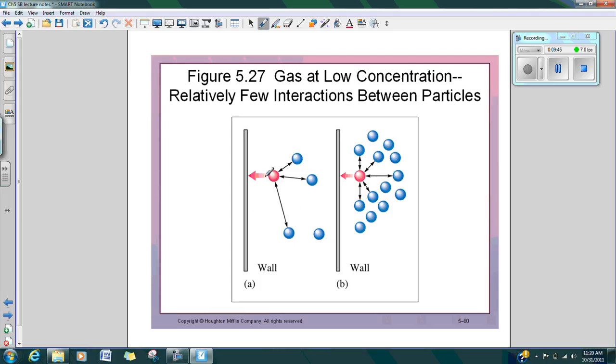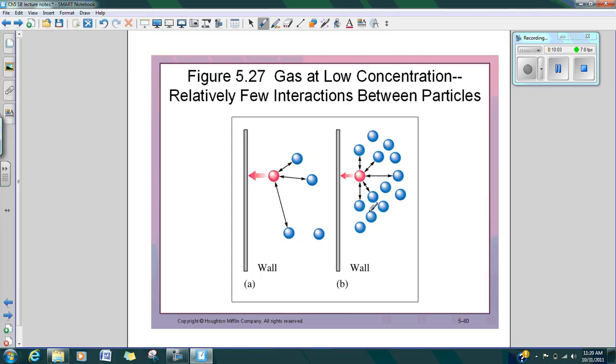Here I have a wall. Yes, there are going to be interactions with the wall, collisions with the wall. And there are going to be few interactions between these molecules because there's not very much of them. But remember that they are moving very quickly. They're colliding independent of each other. Energy is conserved. All of those things are still happening.